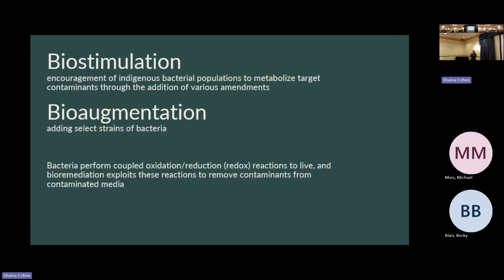And often we're doing these things sort of in concert to really make sure we have the system fully covered. And really what we're relying on here is these coupled oxidation and reduction reactions that these bacteria perform to live, and ultimately they exploit these reactions to thrive, and that ultimately results in reductions of our contaminants of concern.